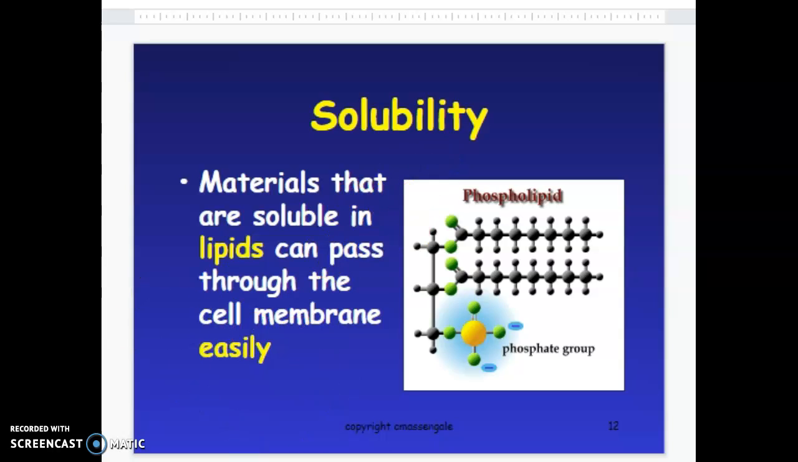I just used the word soluble, and what solubility is, it's that it can dissolve in water. So materials that are soluble in lipids can pass through the cell membrane. If you take vitamins, if you have fat-soluble vitamins, they will pass through that membrane easily. If it's a water-soluble vitamin, those don't pass through your cells, and you just get rid of them in your urine.